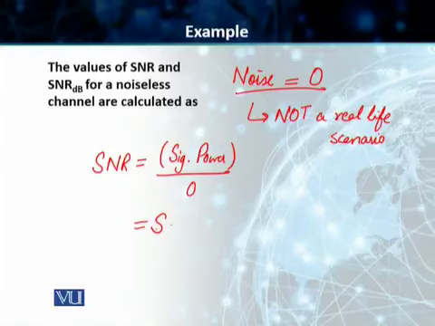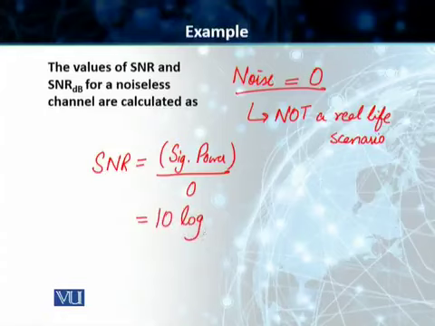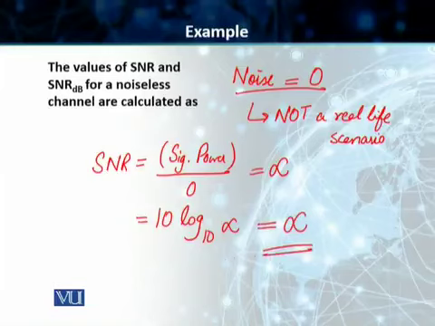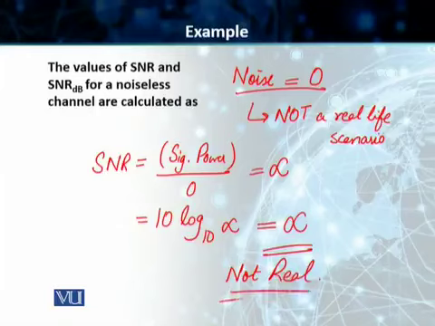And therefore, our SNR is equal to 10 log to the base 10 of infinity, which is also equal to infinity. Not real. So we cannot have a noiseless channel. There has to be some sort of noise, whether it's heat, whether it's induced noise, impulse, or whatever it is that we'll have in our transmission medium.